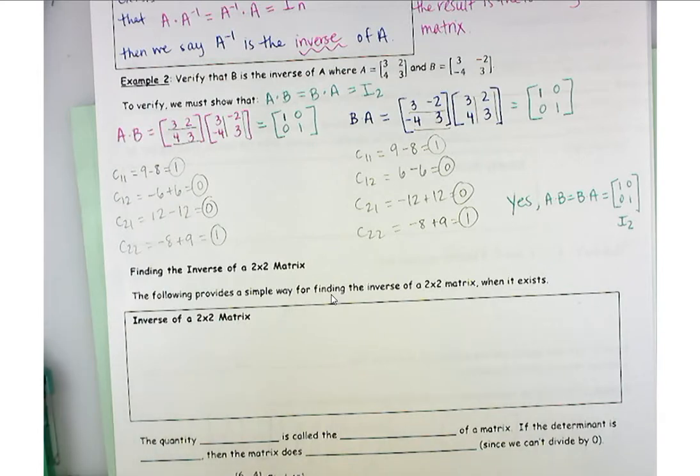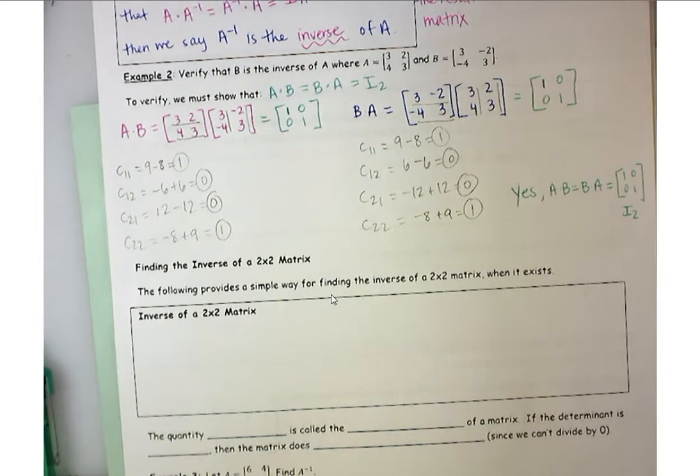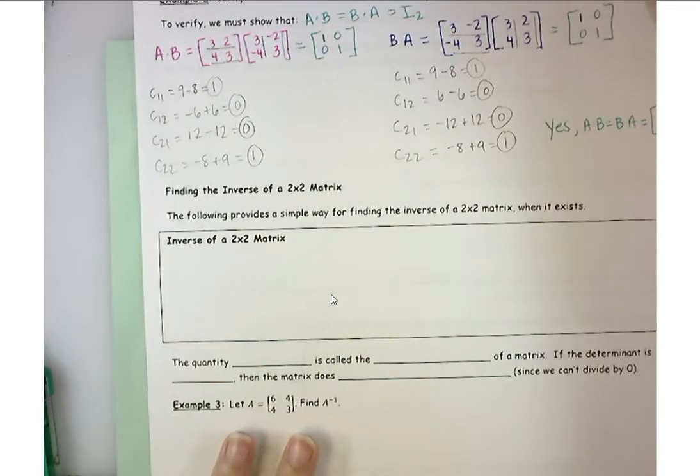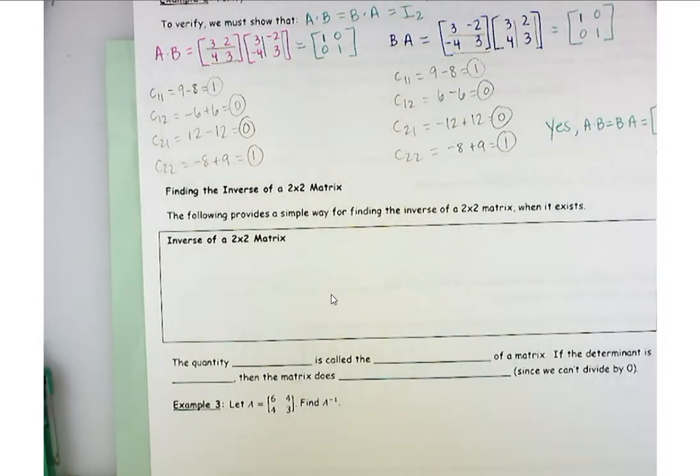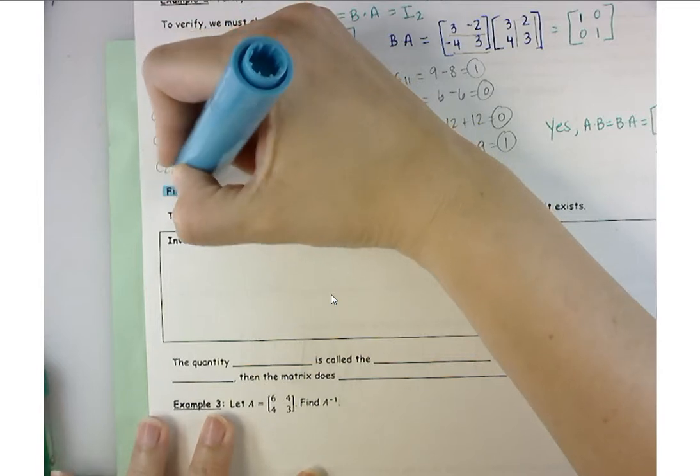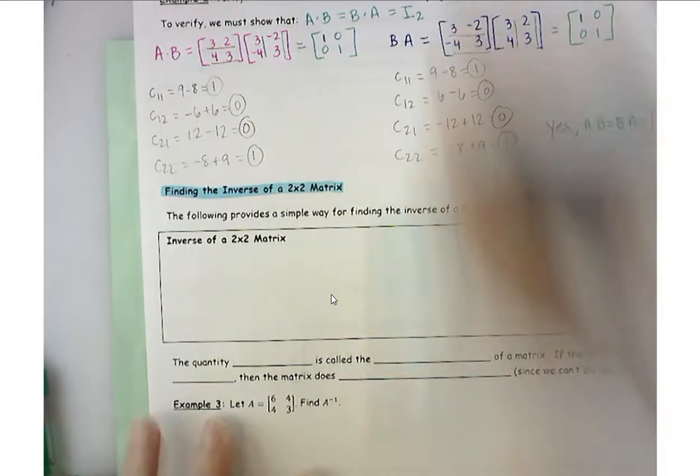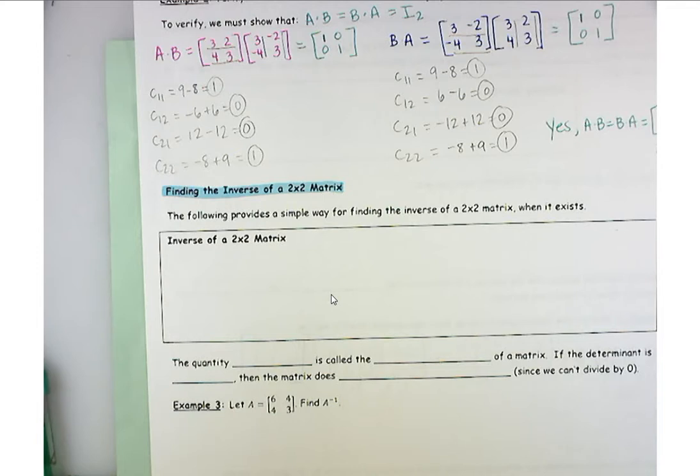Alright, so now we're going to get down to the business of finding inverse matrices. The first thing we're going to do is find the inverse of a 2 by 2 matrix. Now, there's a couple different ways that you can do this. The quickest way is using the formula. We're going to show you the formula, which will give you a simple way for finding this inverse. And you can use this on your test, but only if you know what it is. If not, then you'll have to do the other way.